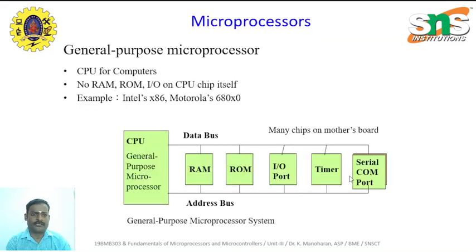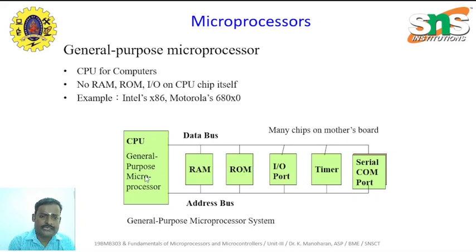Look at this microprocessor. This is a general purpose microprocessor. It consists of only the CPU. Externally, we are going to connect the RAM, ROM, I/O ports, timer, and serial ports. Whatever we require, we can connect externally to the CPU. A bidirectional data bus and a unidirectional address bus are used to connect all the devices.